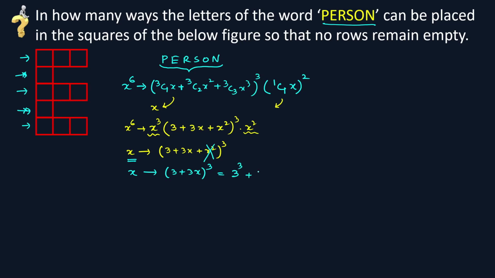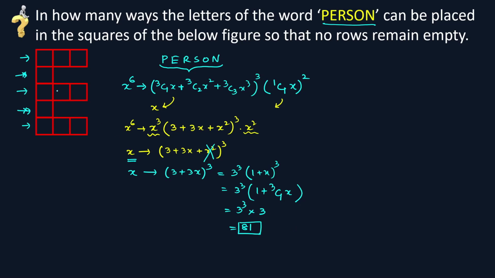3 cube. Let me do one thing. Let me just first take 3 common. So it is basically your 3 cube into 1 plus x whole cube. I need the coefficient of x, so it will be 1 plus 3c1x. That's it. I will not go further. So it will be 3 cube into 3, right? So total will be 81. Am I correct?